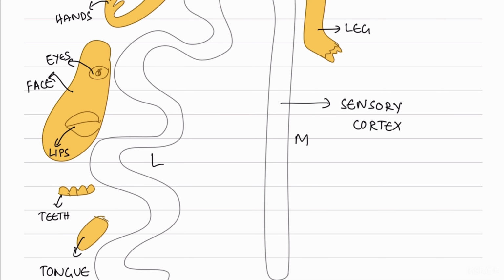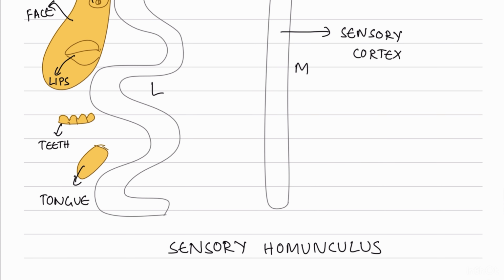So that's about the sensory homunculus. And I guess that's enough for the first tract which we have discussed, which is the dorsal column pathway. In the next videos, we'll be discussing the other sensory tracts.